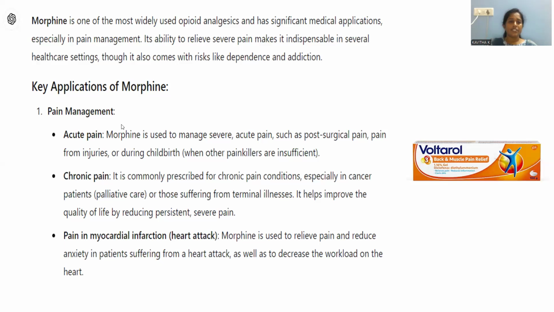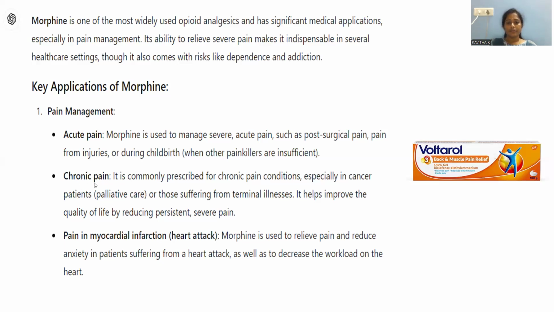And next are the key applications: pain management, acute pain and chronic pain. Acute pain denotes what? A severe pain. After surgery, for example, the patient is used to experiencing severe pain, that is, post-surgical pain, we can say. So these kinds of acute, very severe pains are mitigated by means of morphine, and during childbirth also. Any kind of surgical operation, any kind of injury, if a patient is suffering, under that condition morphine will be the acute pain relieving agent.